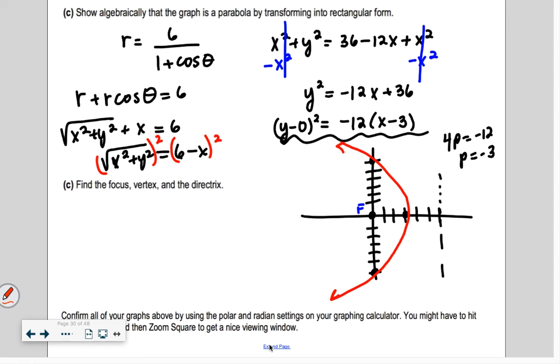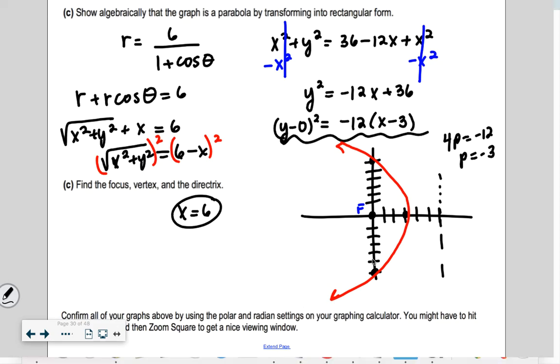So the only thing that we're missing, I think, is the directrix. So our directrix is the horizontal line, or vertical line, I mean. Y is equal to 6. X is equal to 6. Jeez. I need an app. So it says confirm all your graphs above by using the polar and radian settings on a graphing calculator.